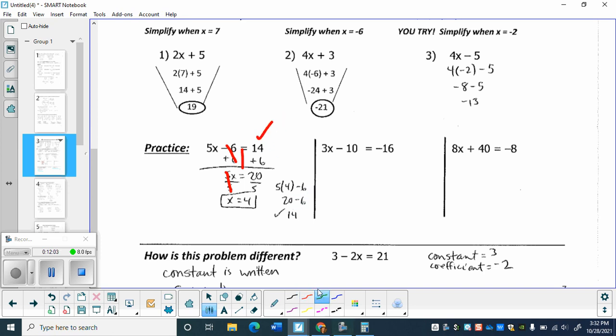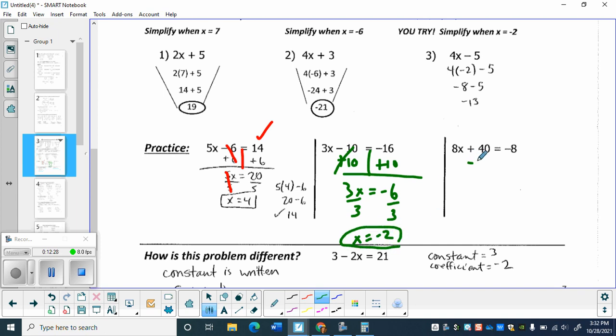Here, we have a negative constant, so I'm going to add 10 to both sides. All right, we get the 3x equals here. This would be a -6. -16 plus 10 gets closer to 0. We're at -6. Now we're going to divide by the coefficient. And for this one, we'd get a -2. So if you got a -2, you're good to go for that one.